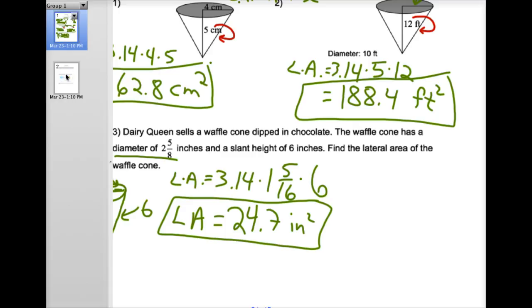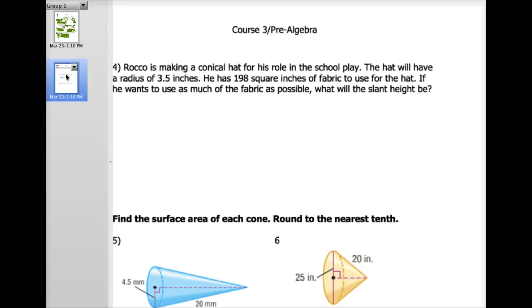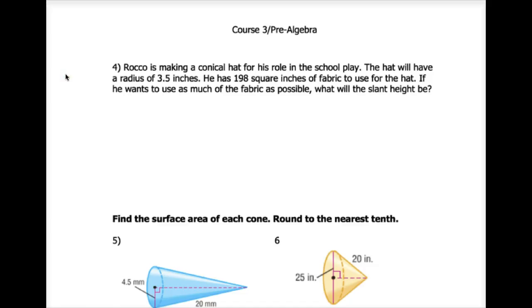Rocco. Guys, why would a cone-shaped hat also just be lateral area? You wouldn't have a hat that's got a flat circular part like this. It would be much easier to fit on a head if it were open.